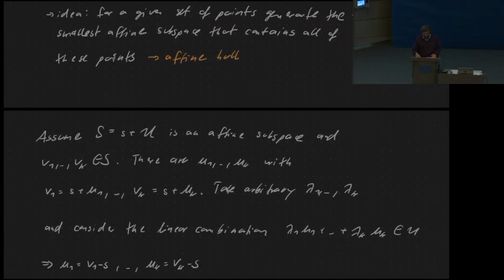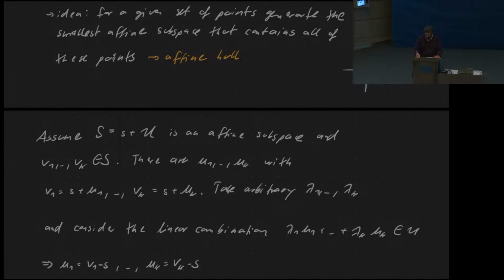Then, similar to the concept of a span, as you remember, a span is the smallest linear subspace that contains a given number of points. Right? So you start with a finite point set. You want the smallest linear subspace that contains all these points. That is their span. And a similar thing can be done for affine subspaces. You start with any number of points. You want the smallest affine subspace that contains all of these, and that is called the affine hull.